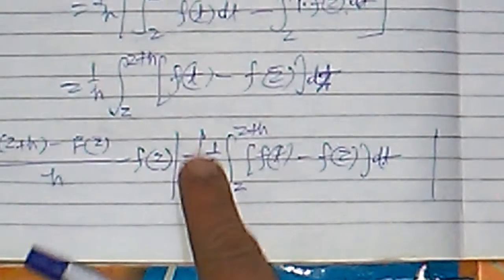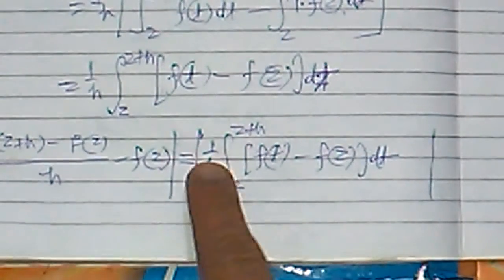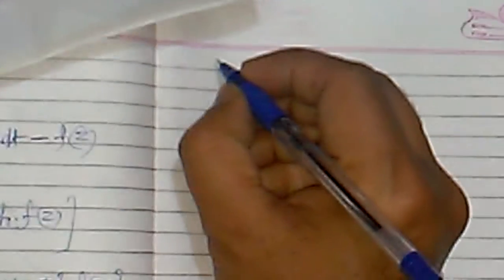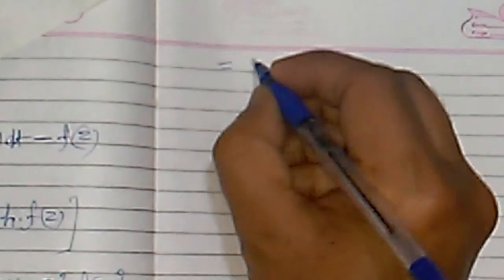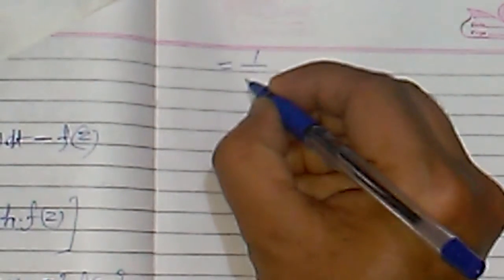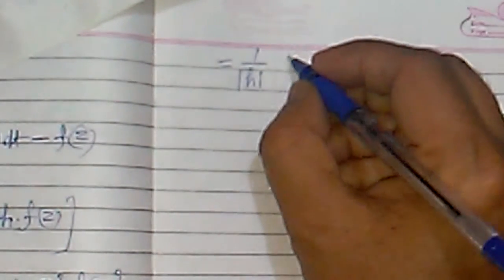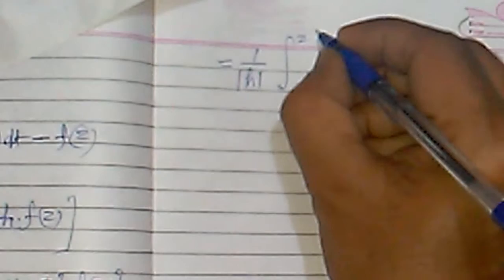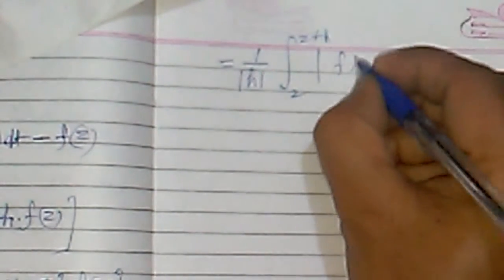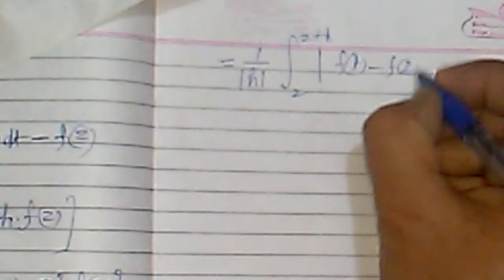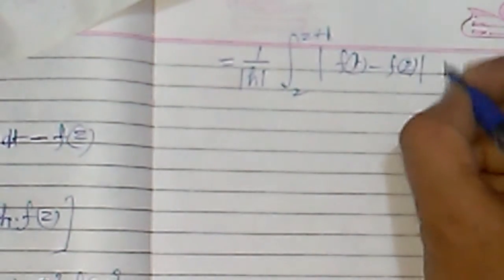Now we apply this modulus to the other factors. We will not write the left hand side for the sake of time, so we only write the right hand side and put modulus on h, and also put modulus on the function f(t) minus f(z), and also on dt.